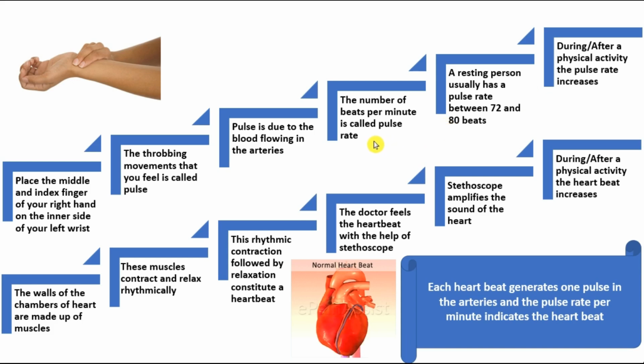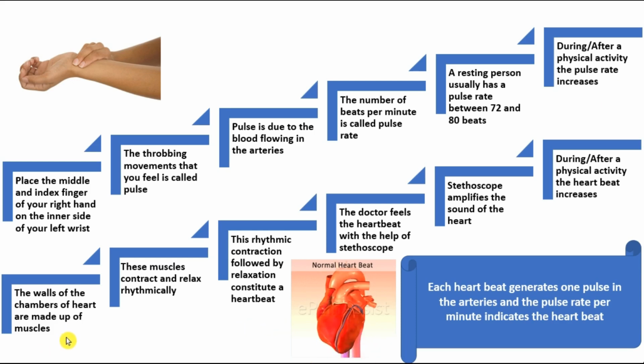So if I feel the throbbing movement 73 times per minute, so that will be my pulse rate. A resting person usually has a pulse rate between 72 and 80 beats. During or after a physical activity, the pulse rate increases because of course more oxygen is required, so the blood circulation becomes faster. Now let's look into the heartbeat.